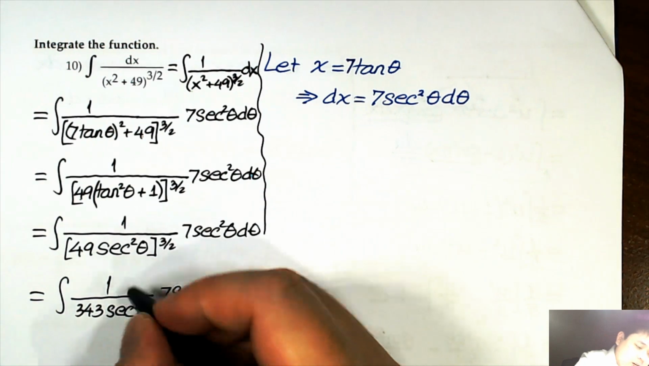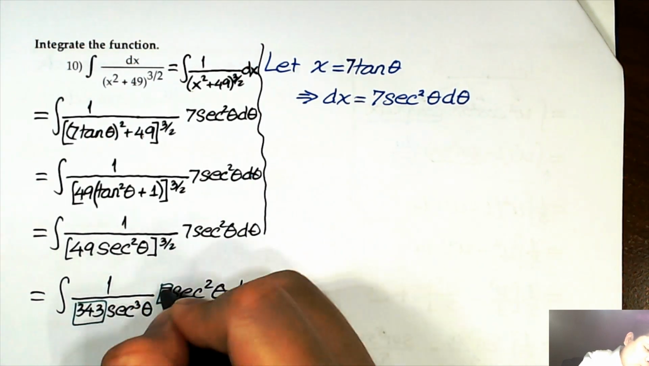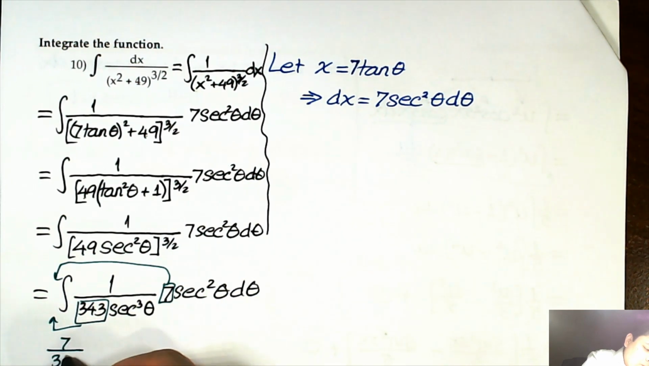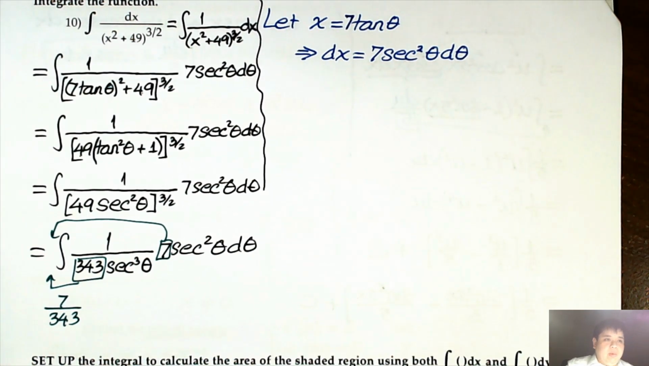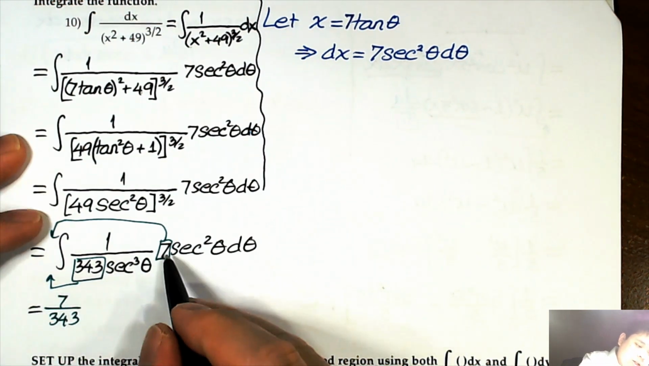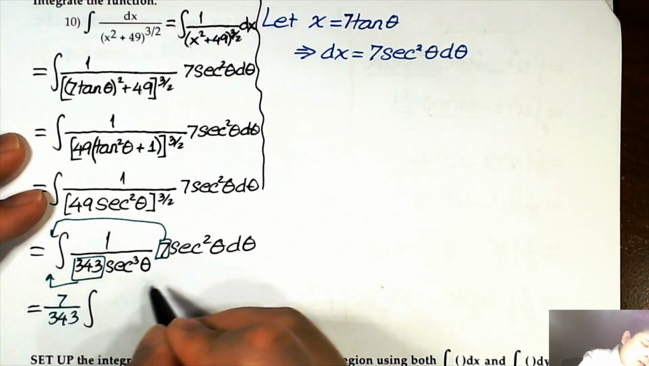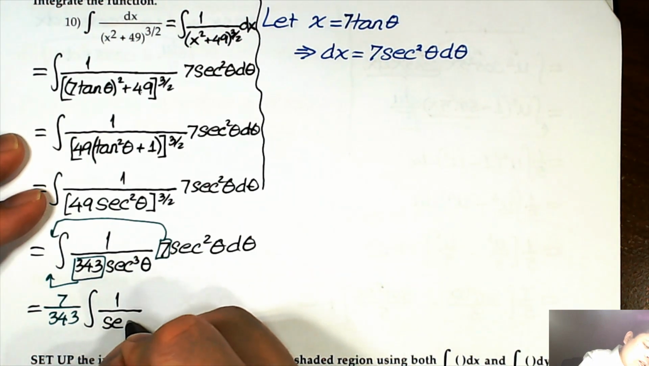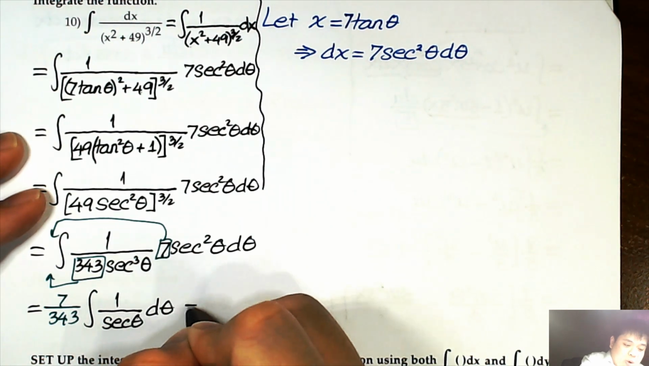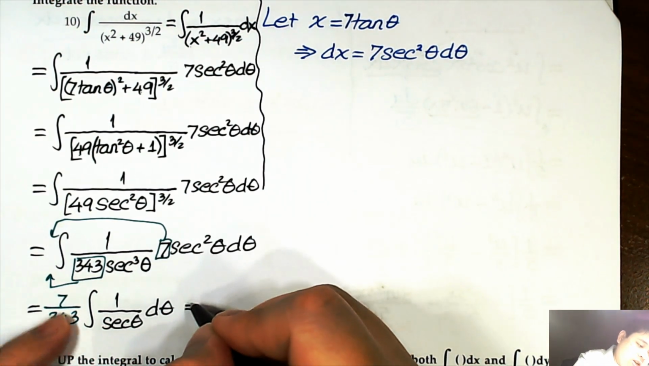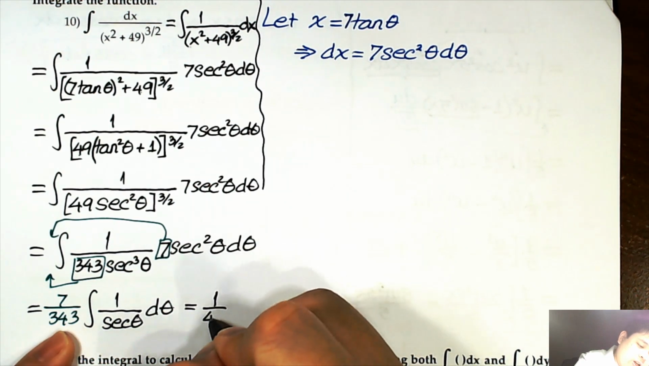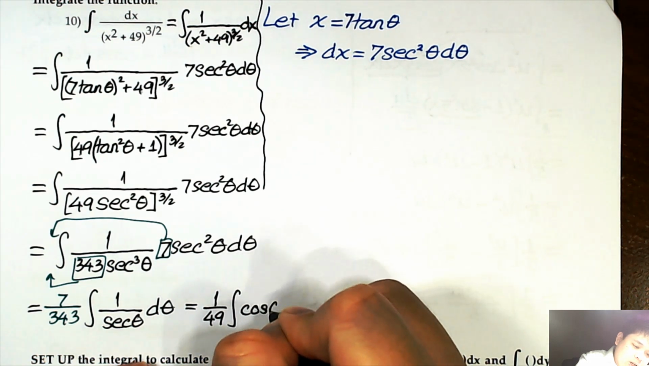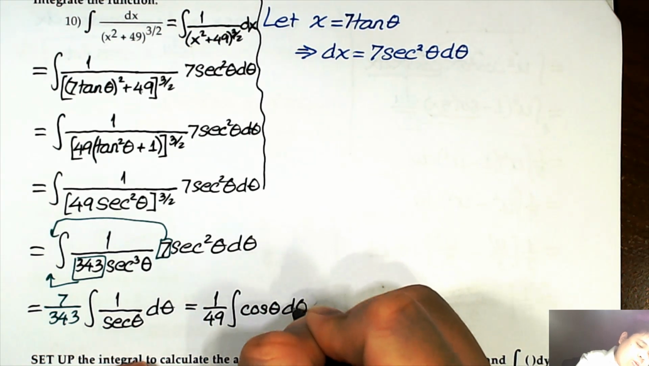Now the numbers, 7 on the top, 343 at the bottom, and then secant squared over secant cubed cancel out. We just have 1 over secant. The reciprocal of secant is cosine. 7 over 343, that's 1 over 49, and then we have cosine of theta. The integral of cosine is sine.